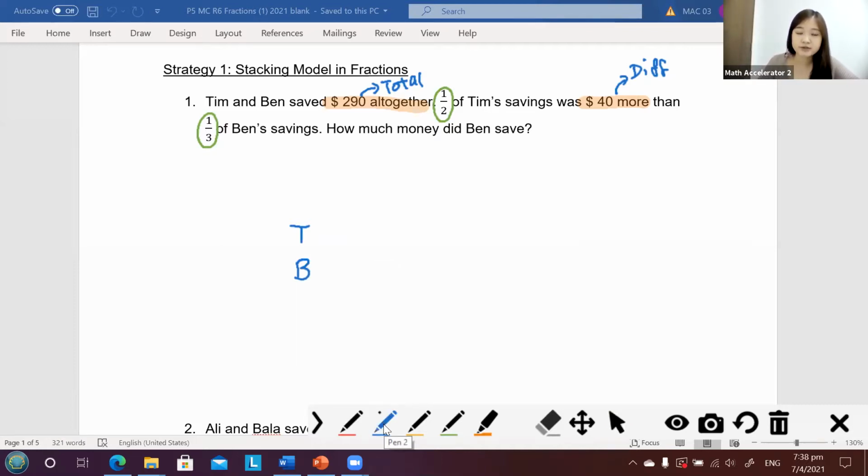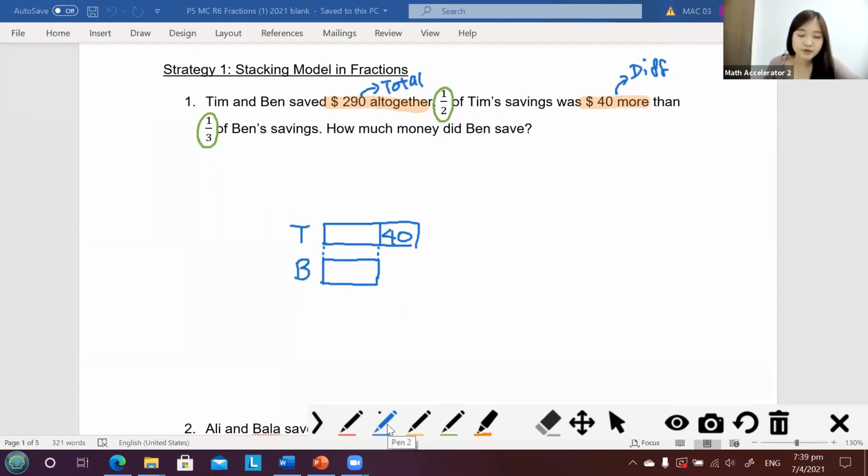So the first step is very simple. $40 more. So we know that Tim is going to be $40 more. All right, so draw your model, with Tim being $40 more.